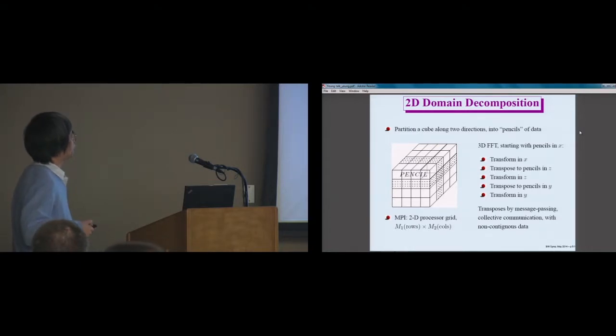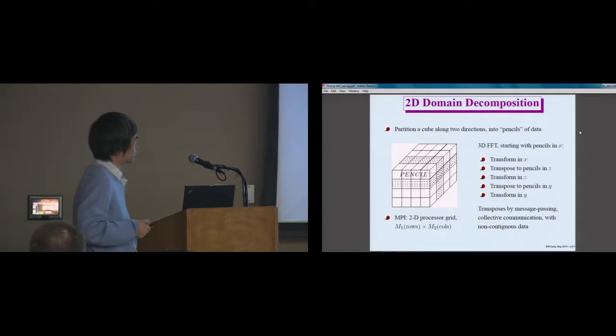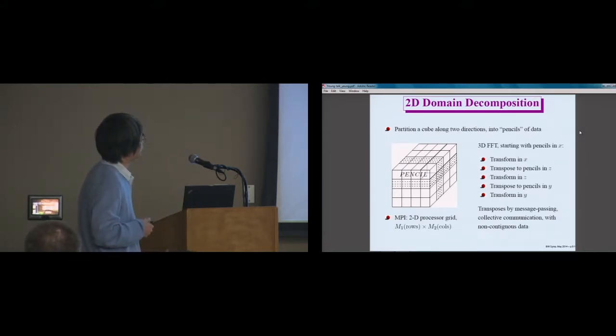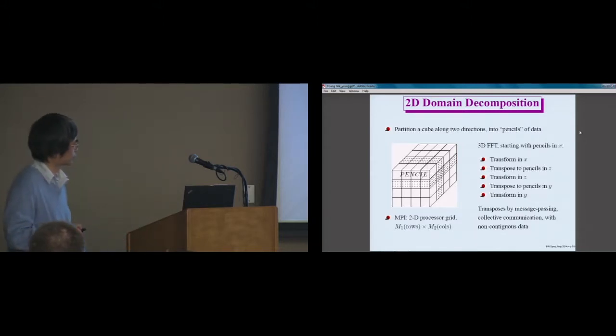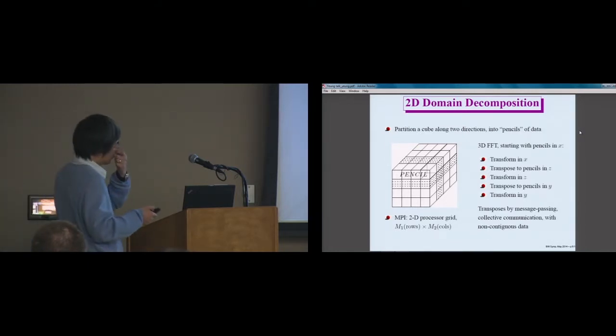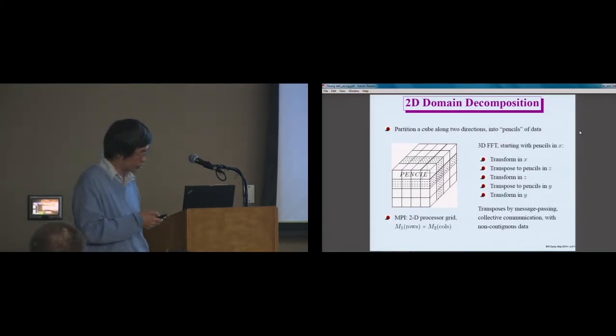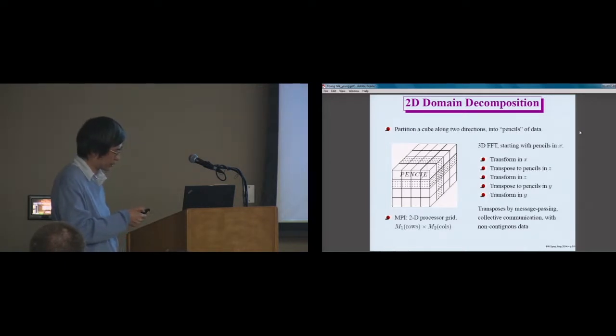If we want to do a Fourier transform, we are using a transpose-based FFT, as it's called. So we have to gather the data along a certain direction locally in core before we can take the Fourier transform. But we have to do Fourier transform in all three directions. So that means we have to redivide the data, and we have to do that by message passing. That's the idea. And also the data are non-contiguous, so we have some packing and unpacking to worry about as well.